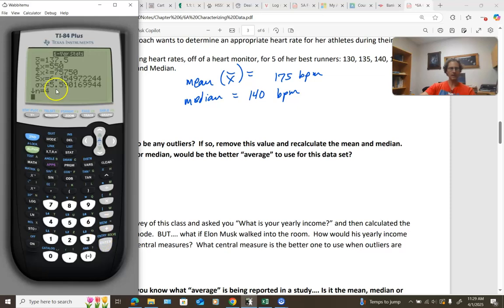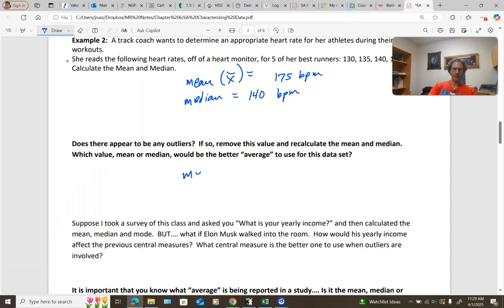Now let's see. Oh, look. So now the mean is 137.5 without the outlier. And then the median, let's see what it is.